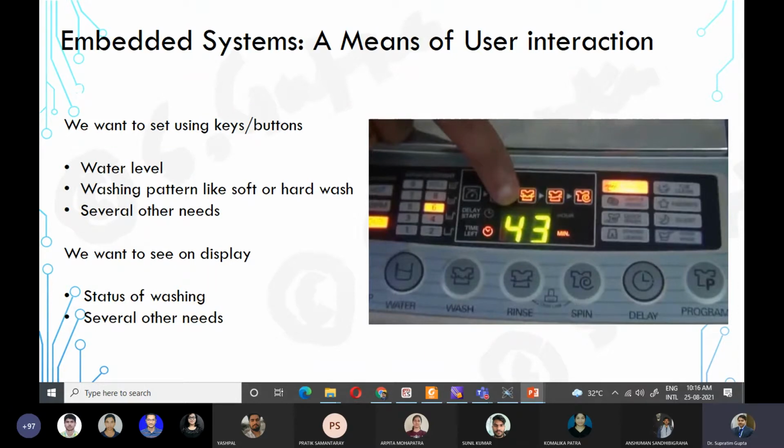And now, what is there behind these interactive panels? We have a processor which interacts with the user through switches and display units, giving you the required information. So it is a means of user interaction. We can utilize this processor and develop a user interaction system through keyboards or display units.